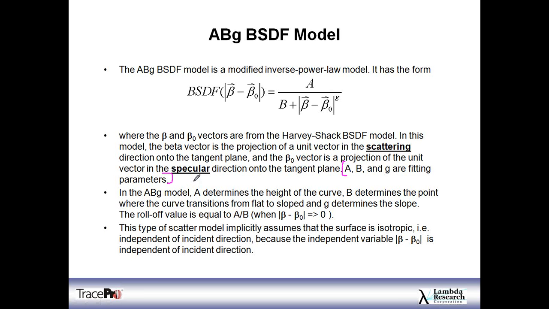And then the next slide will show a graph of this data to make it a little clearer what we're discussing here. So in the ABG model, A determines the height of the curve, B determines the point where the curve transitions from flat to sloped, and G determines the slope of the curve. This type of scatter model implicitly assumes that the surface is isotropic, independent of incident direction, because the independent variable beta minus beta naught is independent of that incident direction. So again, for isotropic type scattering surfaces.